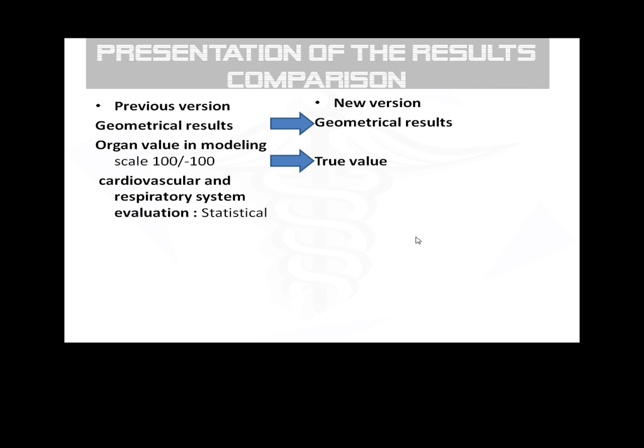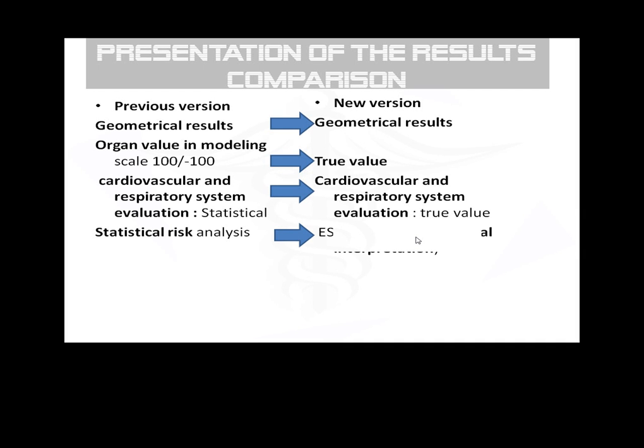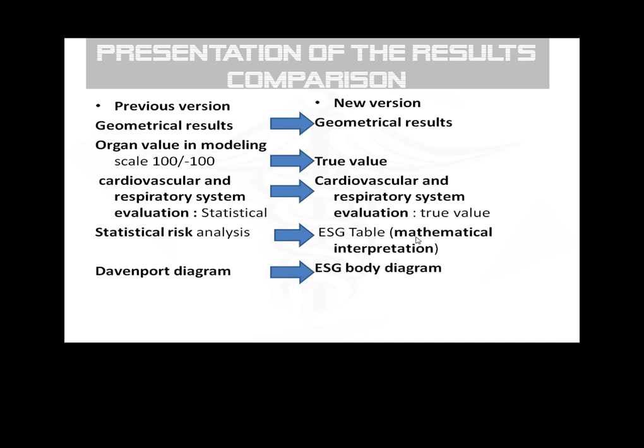Previous version cardiovascular and respiratory system evaluation, statistical. New version, true measurement. Previous version statistical risk analysis. New version, ESG table and interpretation standardization. Previous version general follow-up with the Davenport diagram with 1 parameter. New version, follow-up of each organ with ESG body and brain diagram with 2 parameters.